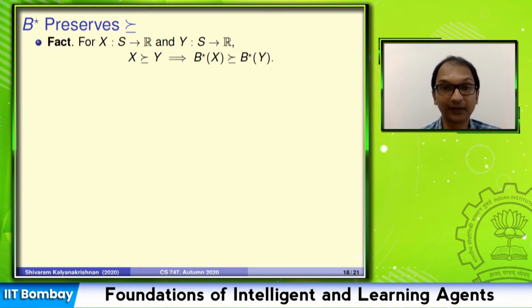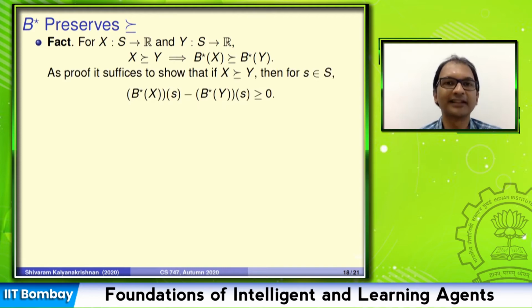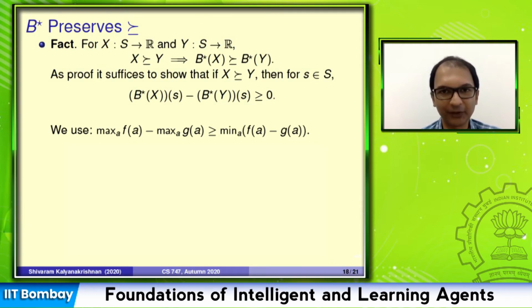I mean, why is this true? Well, this is again something that we can prove using just one slide. So what does it mean to prove this? The proof needs us to show that if x is greater than or equal to y, then we compare every element of B star of x of s and B star y of s. So element-wise, if we show that each difference is greater than or equal to 0, then we will have shown that B star of x is greater than or equal to B star of y. So this is precisely what we will do. Just by writing out the definition, this will follow very easily.